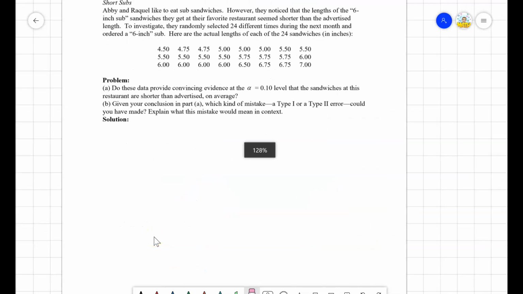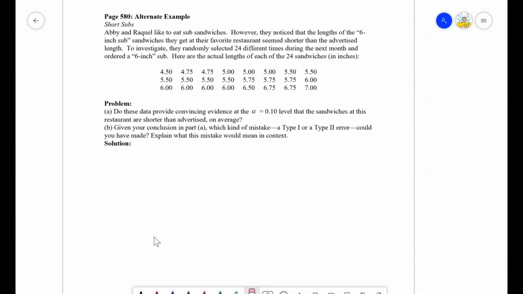And the next example is kind of our worst case scenario for a hypothesis test for means, and that's because there's 24 numbers, so n is less than 30, which means we have to make a graph. And we see, do these data provide convincing evidence? That means we have to do a hypothesis test from start to finish.